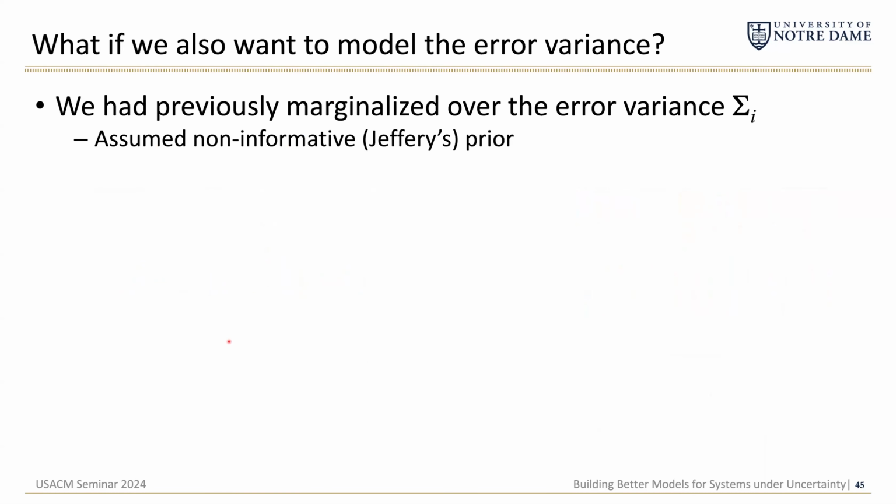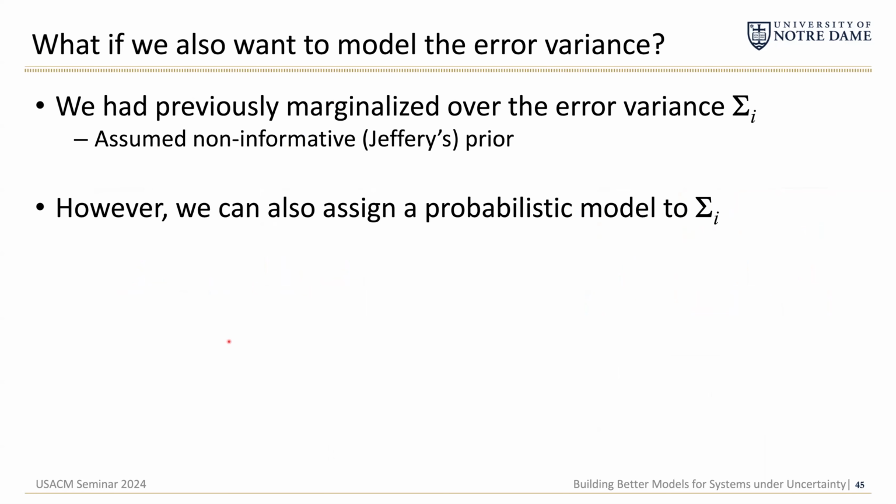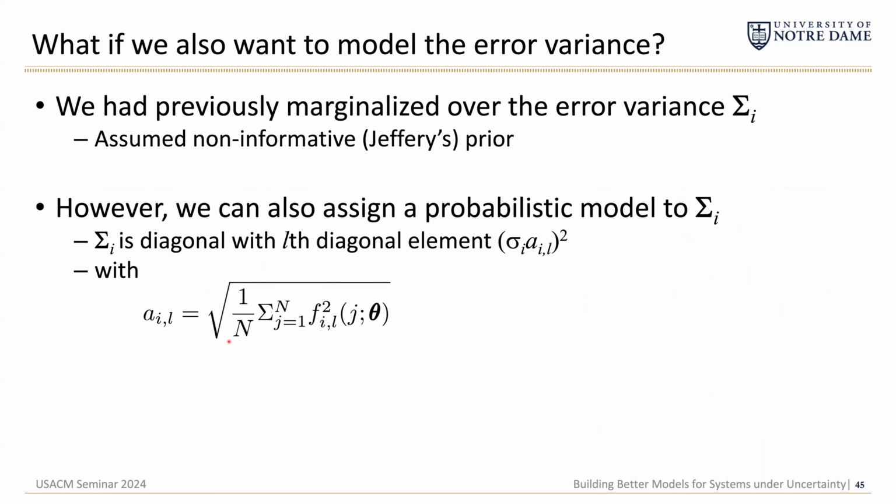Now, the question arises of what if we actually want to model our error variance directly? As I mentioned earlier, we had previously marginalized over error variance because we had assumed a non-informative or Jeffreys prior, but we can also assign a probabilistic model to this error variance, right? So what if we said that our error variance was a diagonal matrix where each of the L diagonal elements, and again, we have two elements, one for X, one for Y, was simply expressed as sigma times A, where A is nothing more than the magnitude, essentially an RMS value of our restoring force in a given direction.